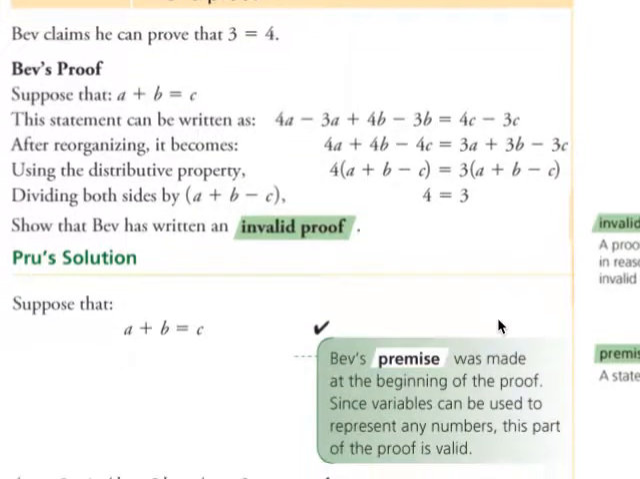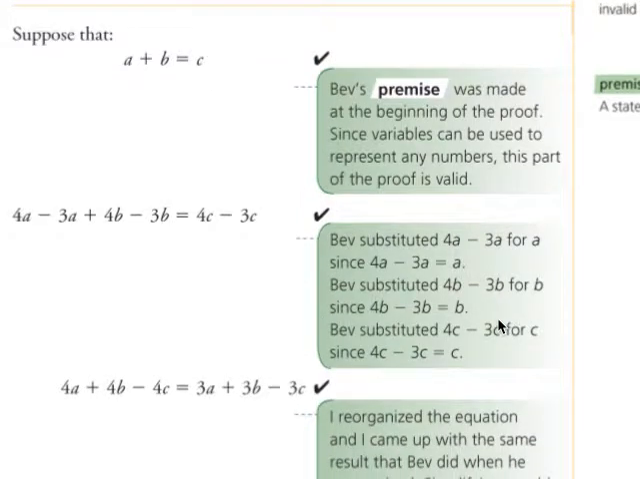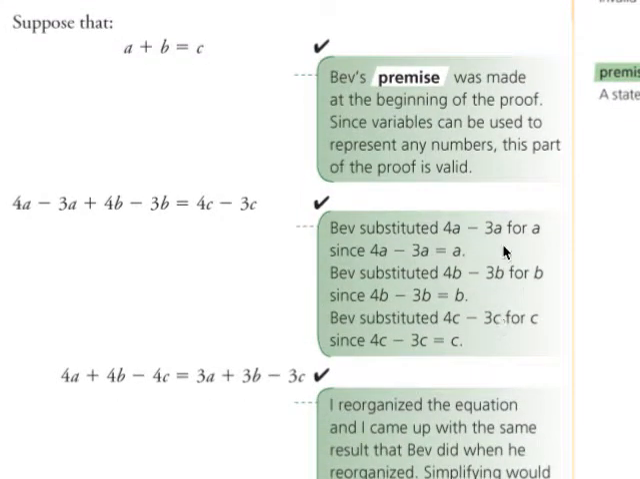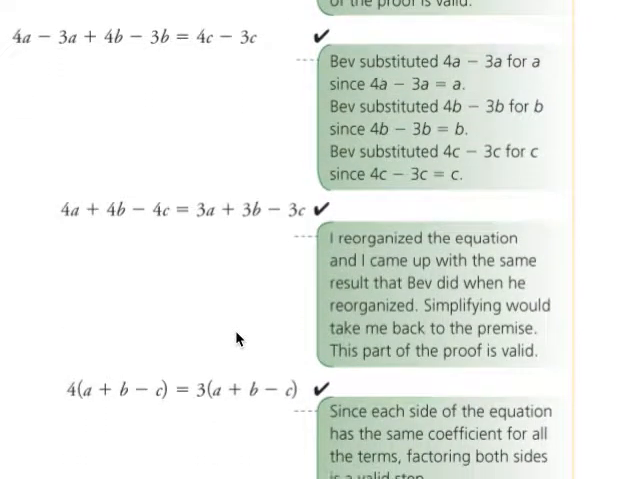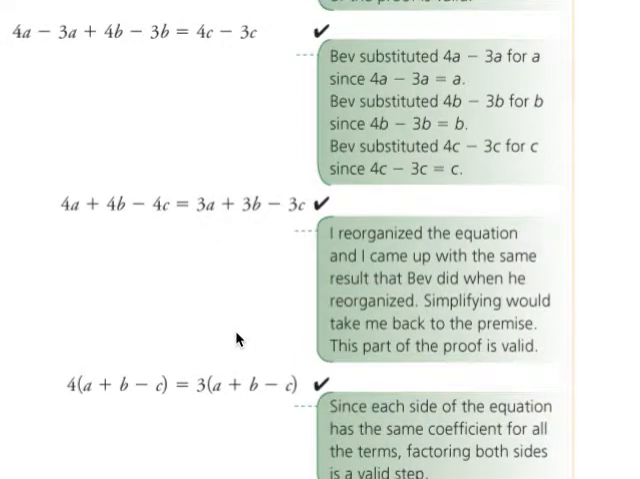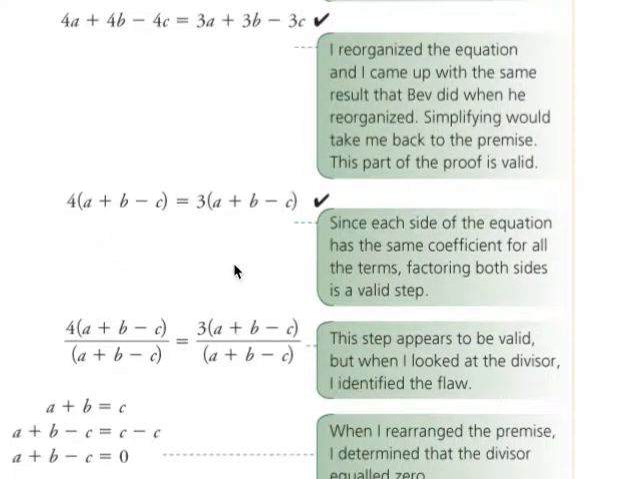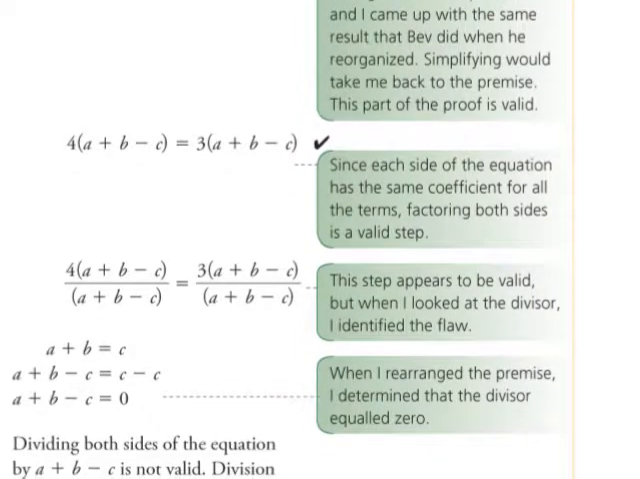If we go through the steps now and see where the problem is, we start with A plus B equals C, and that is true. And everything we're doing along the way, we're substituting and rearranging numbers, and that's fine, we can do that. The problem is when we get to the very end and we're dividing. When we're dividing by A plus B minus C, we should recognize that that equals 0.